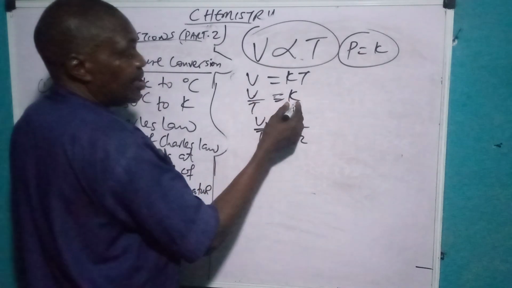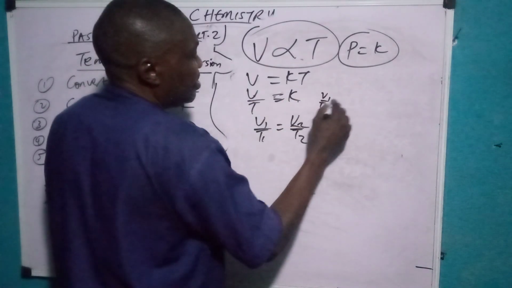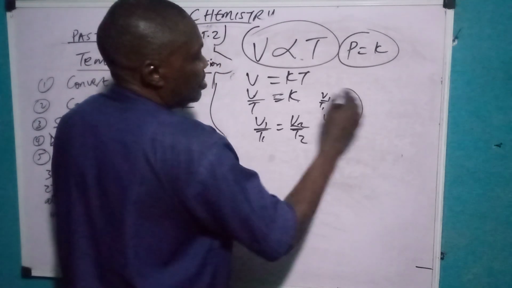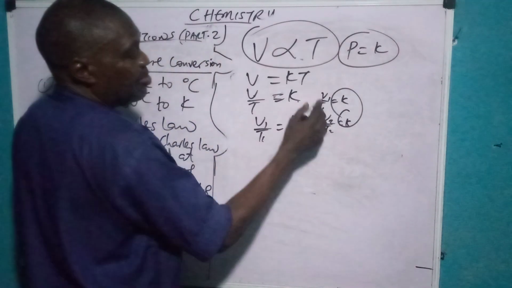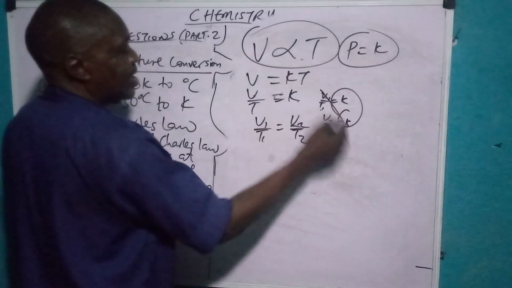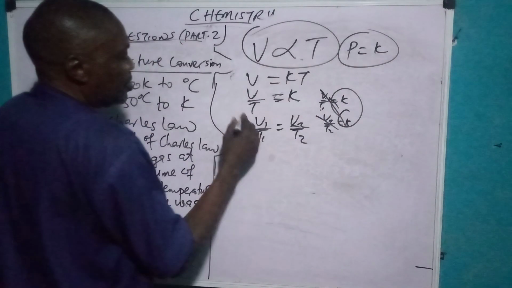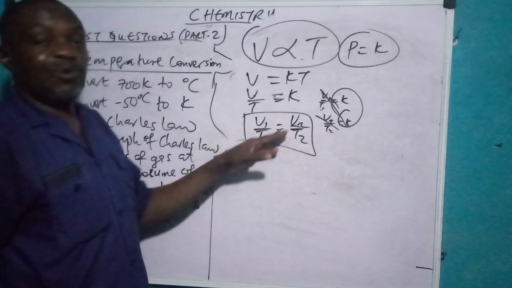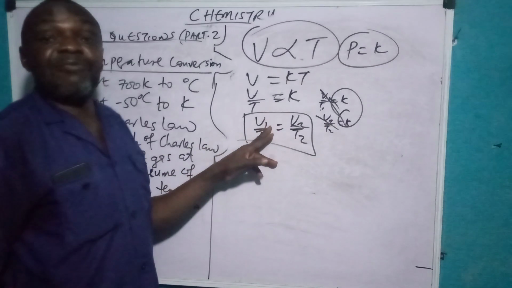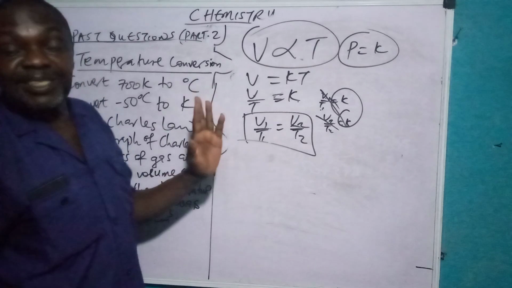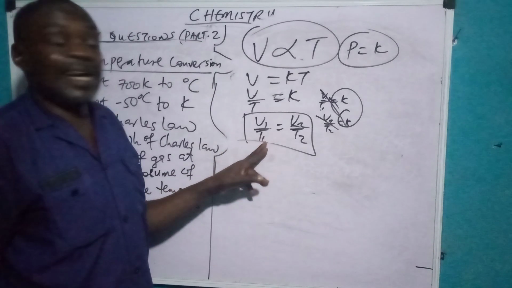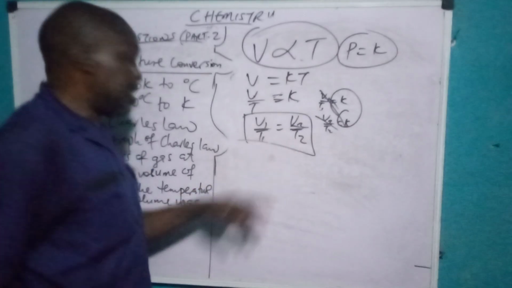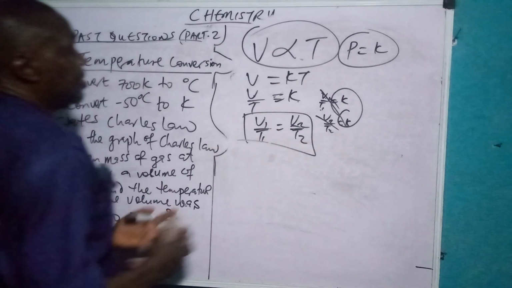V1 over T1 equals K. V2 over T2 equals K. So substitute the two, and it becomes V1 over T1 equals V2 over T2. That's how it's actually done. This is the formula which we are going to be using, and this is how it was derived. V1 over T1 equals V2 over T2, where V1 is the initial volume of the gas, T1 the initial temperature of the gas, V2 the final volume of the gas, and T2 the final temperature of the gas. So that's how that one goes.